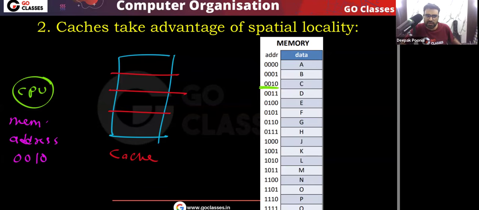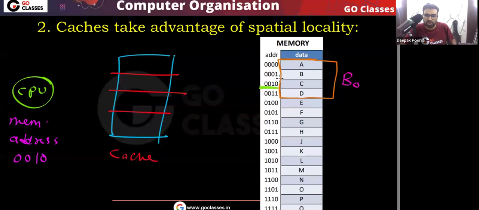So to take advantage of this spatial locality property, instead of fetching only this data to the cache memory, we fetch a block of data to the cache memory. Let's call this block of data block 0. This block of data we transfer to the cache memory.